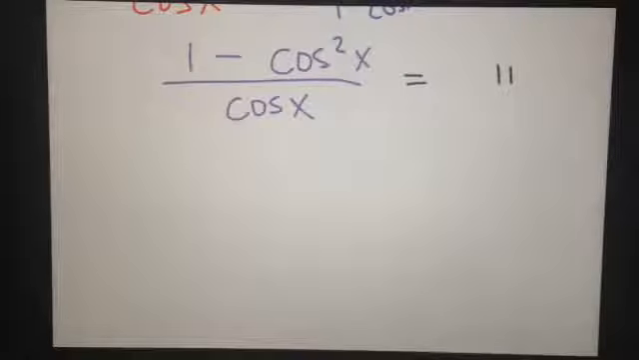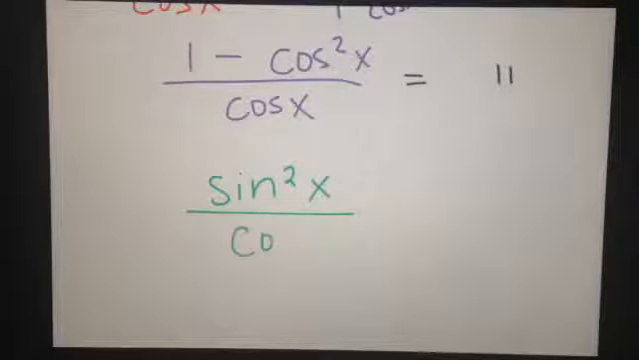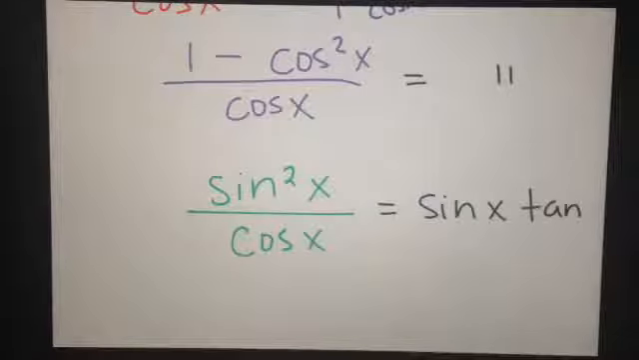Next, I'm going to continue to simplify the problem. So I recognize that 1 minus cos x is actually the same thing as sine squared x, and that was from my Pythagorean identity. So sine squared x over cos x. And I'm going to go ahead and write down what I want this to equal because that could be helpful.